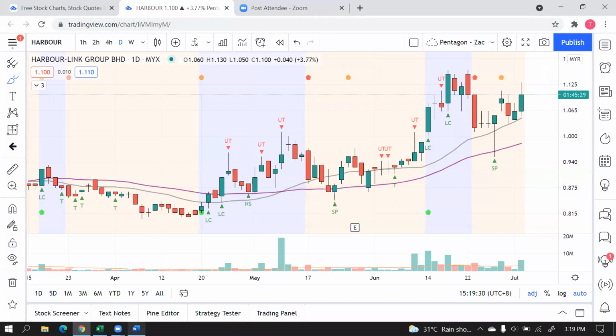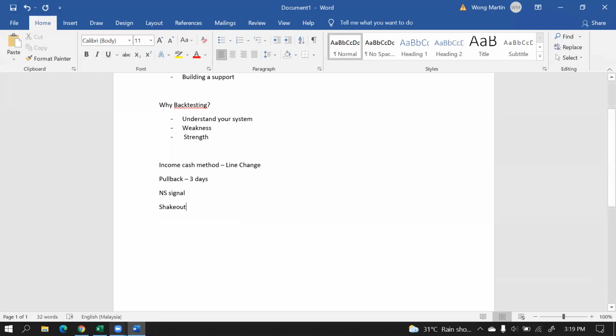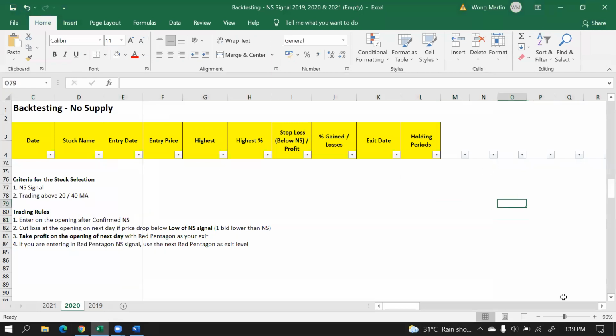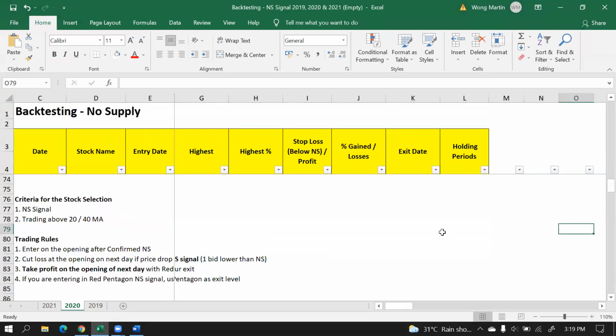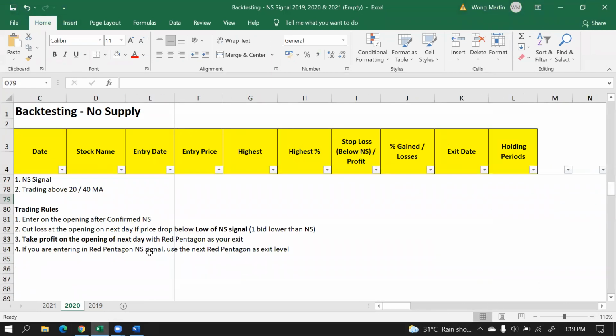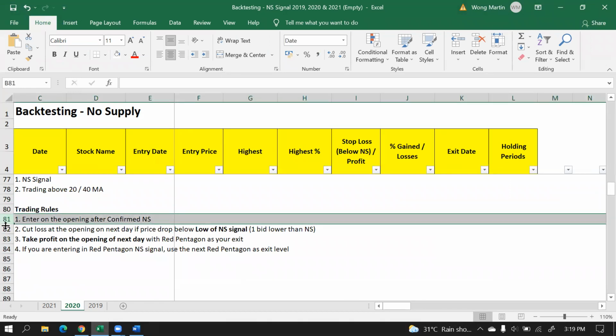So we want to enter on the next day. Let me put it back here again, and open this up a little bit so everyone can see. We want to enter immediately after confirm NS. We take the opening, which means morning 9 a.m. we enter immediately. So this is our entry.